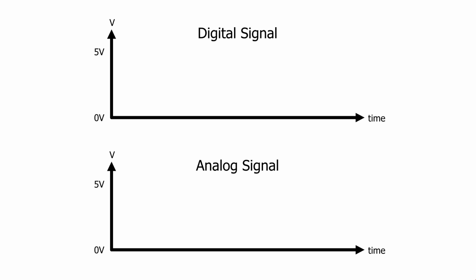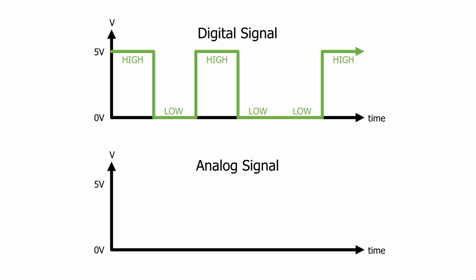Until now, we have only been working with digital signals, either on or off, high or low, 5 volts or 0 volts. This is typically the type of signals used in a computer. However, sometimes we prefer to use analog signals, where the voltage may be any value between 0 and 5 volts. Analog signals are commonly used with sensors, microphones, and even 5G.